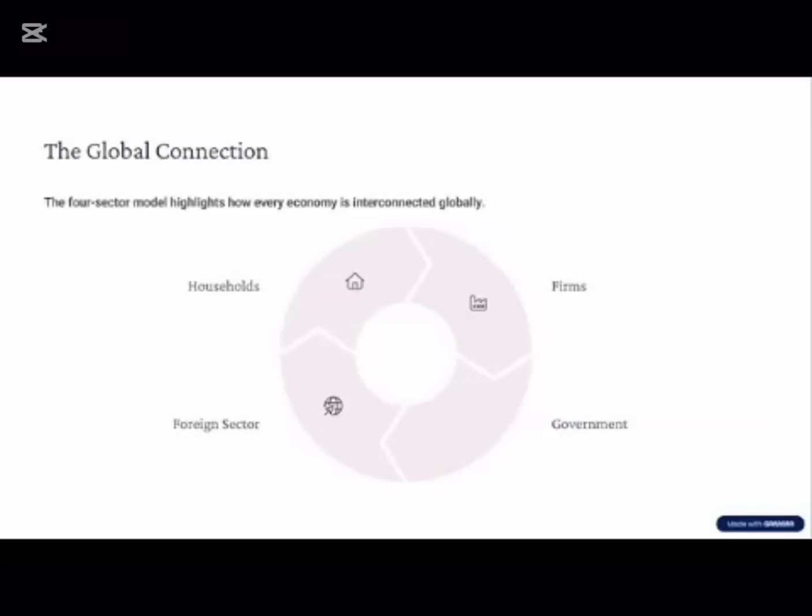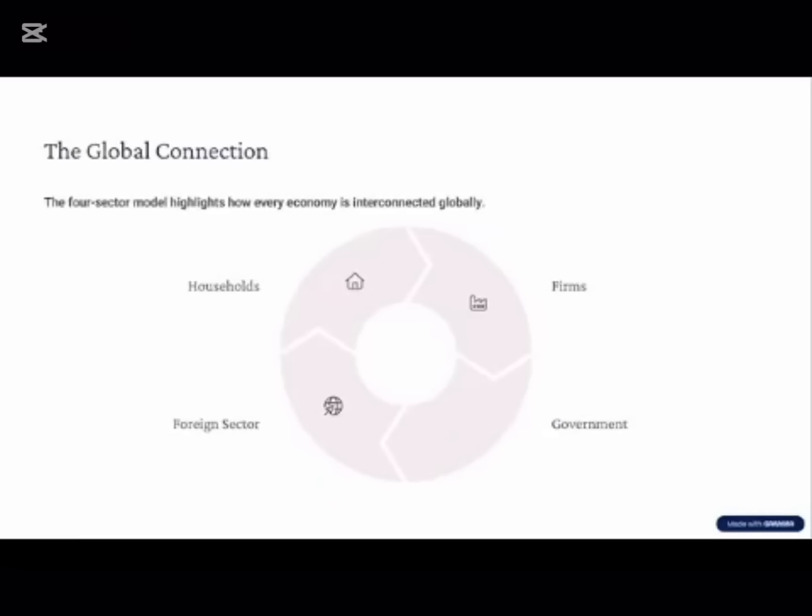Finally, in the four-sector model, we included the foreign sector. Imports are leakages, exports are injections. Balance requires exports to equal imports. Now the big picture. All economies are constantly moving money in and out through these flows. When leakages are greater than injections, the economy shrinks. When injections are greater than leakages, the economy grows.